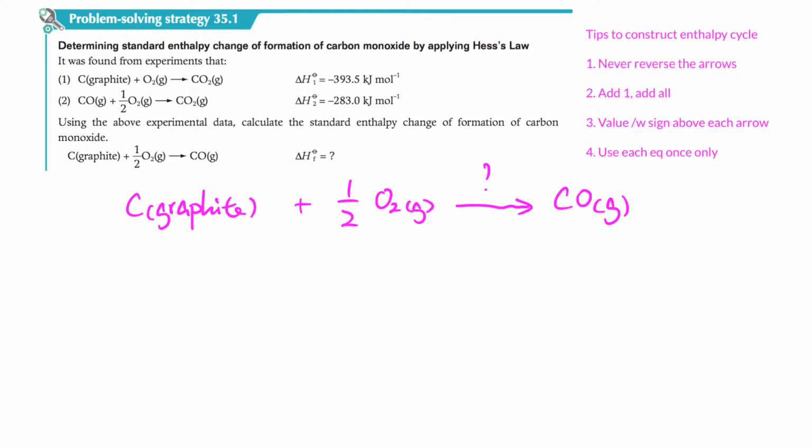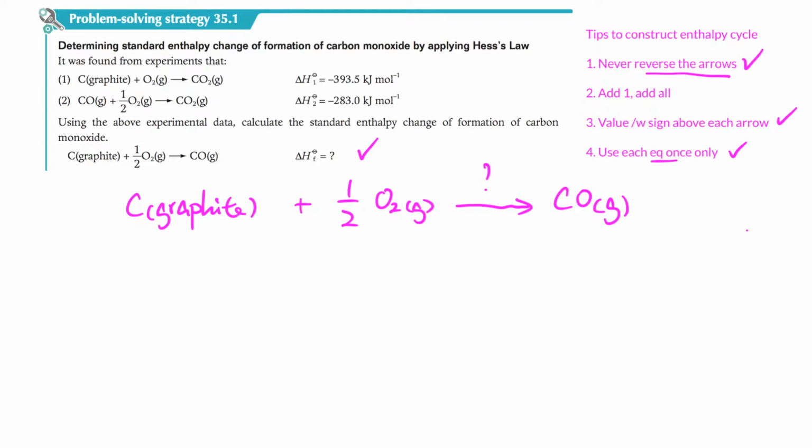So this equation I've used once. Remember, each equation is used once only. So after that, I put a tick behind it, so that I'm not going to consider this one for the next step. And also I will follow the arrows. Remember, it's pointing towards CO, so I'm pointing towards CO. And I try to put down the value, but I don't know, so I put a question mark here. So I've followed step 1 and 3 already.